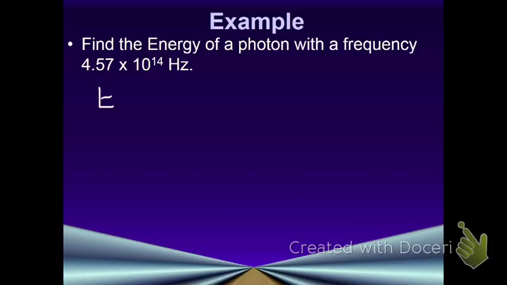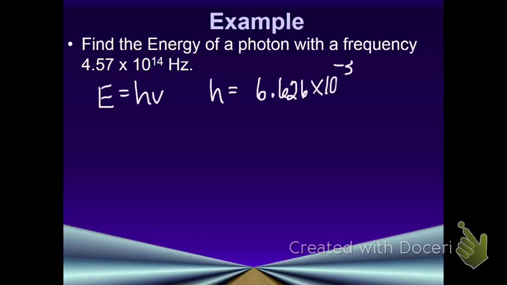So we're going to use hν is equal to energy, where h is that Planck's constant, 6.626 times 10 to the negative 34 joules times second. That will be given to you on a test. I will not expect you to memorize that constant. Same thing with the speed of light. I'll give you that on a test as well. So we're simply going to plug that in.